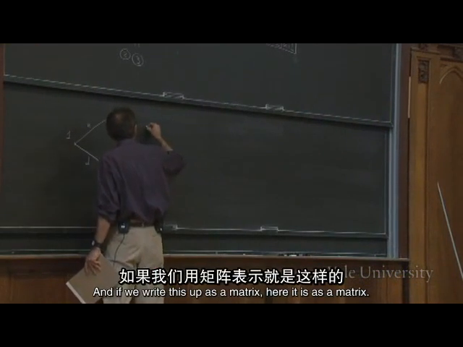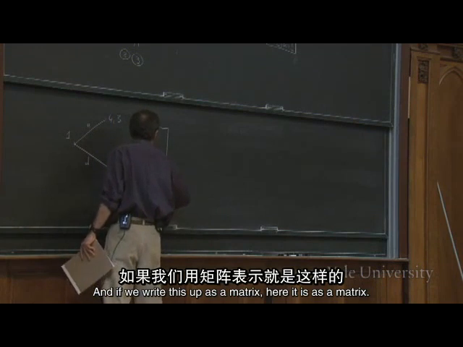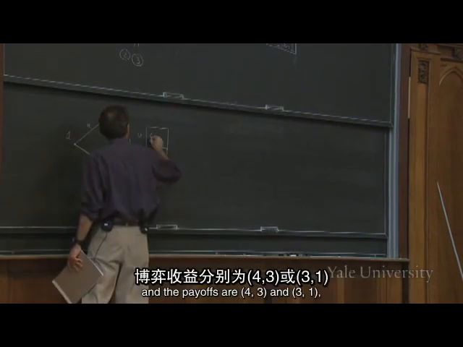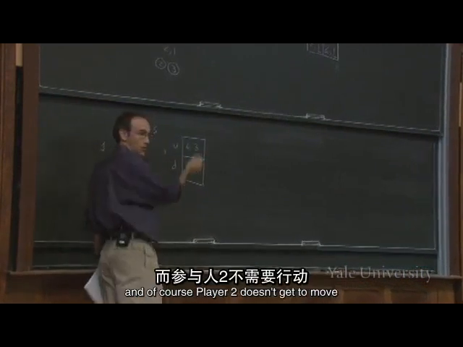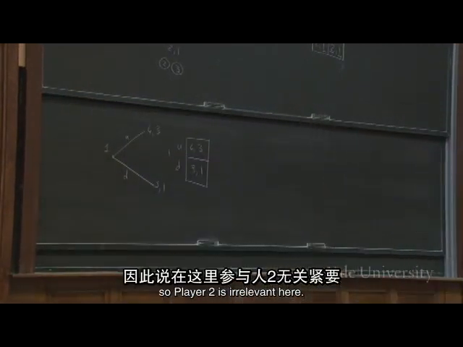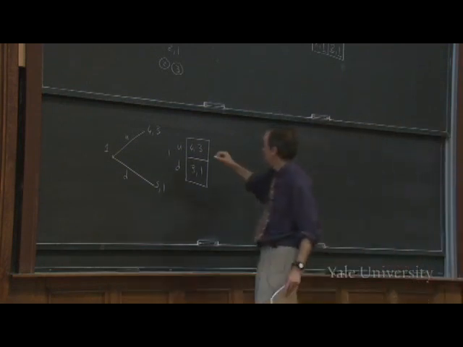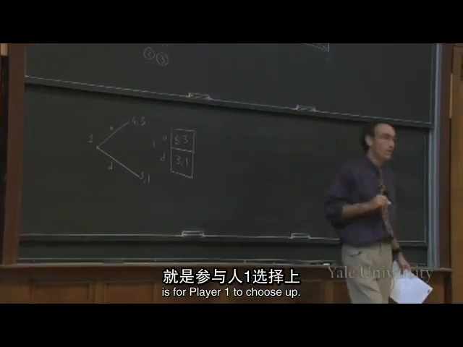And if we write this up as a matrix, here it is as a matrix. Player 1 is the only mover. They're choosing between up and down, and the payoffs are 4-3 and 3-1. And of course, player 2 doesn't get to move, so player 2 is irrelevant here. And clearly, the only Nash equilibrium in this game is for player 1 to choose up.